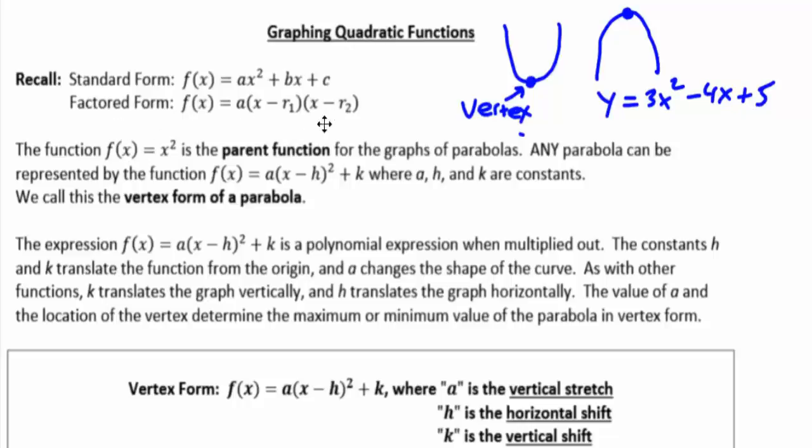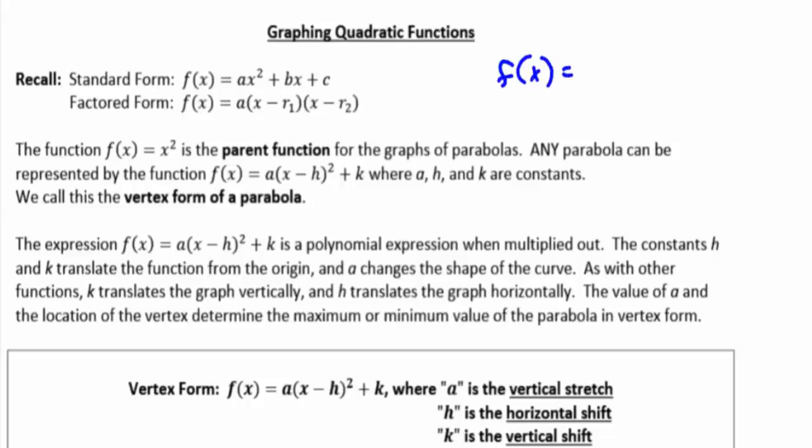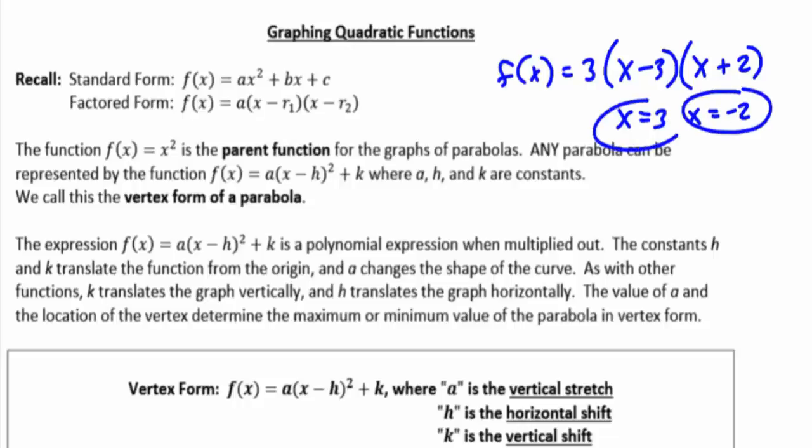Factored form is when you see the factors and then you could see the roots right away. So we did that. An example of factored form might be f of x equals, like any value a, say 3 times x minus 3 times x plus 2. In this case, setting the factors equal to 0 would give us the roots, which are the x-intercepts. Remember we did that earlier in the year? So this would be x equals 3 and x equals negative 2. Those would be our x-intercepts.